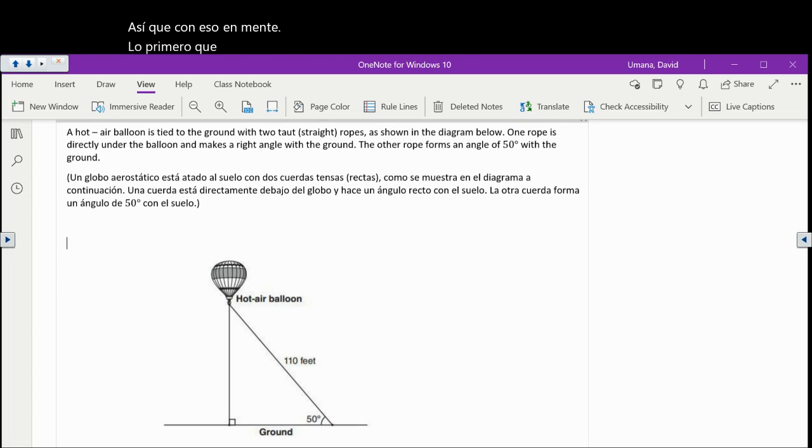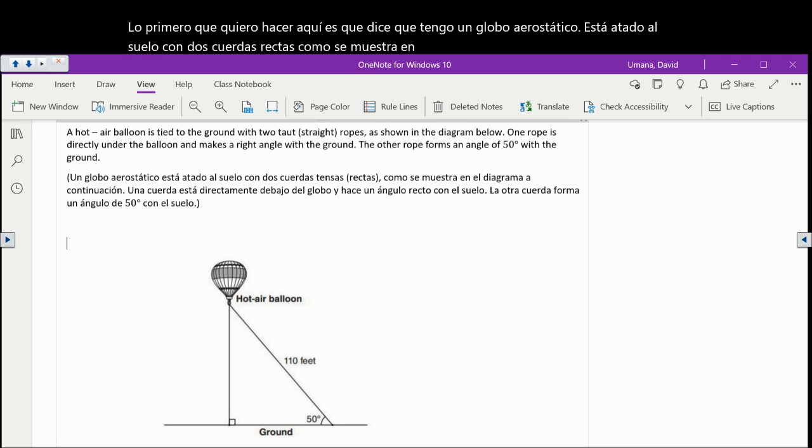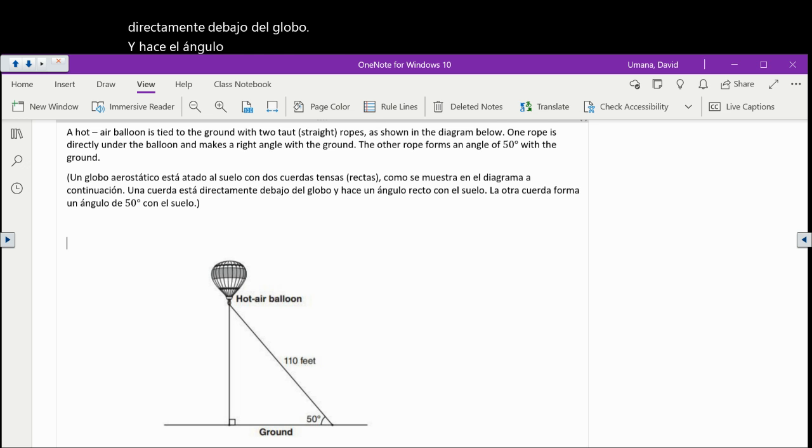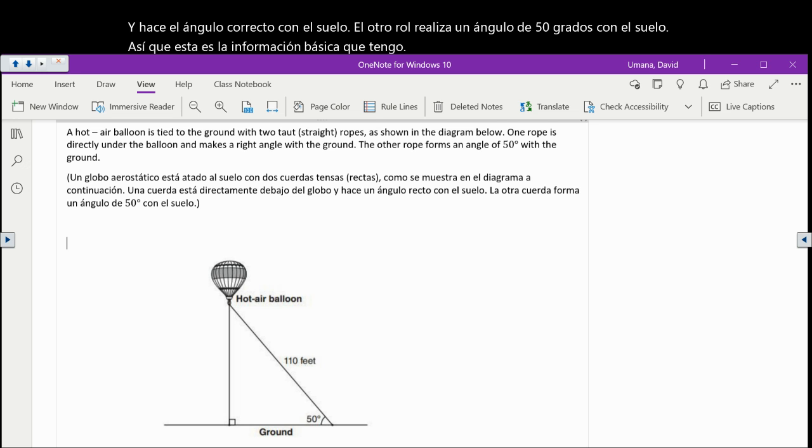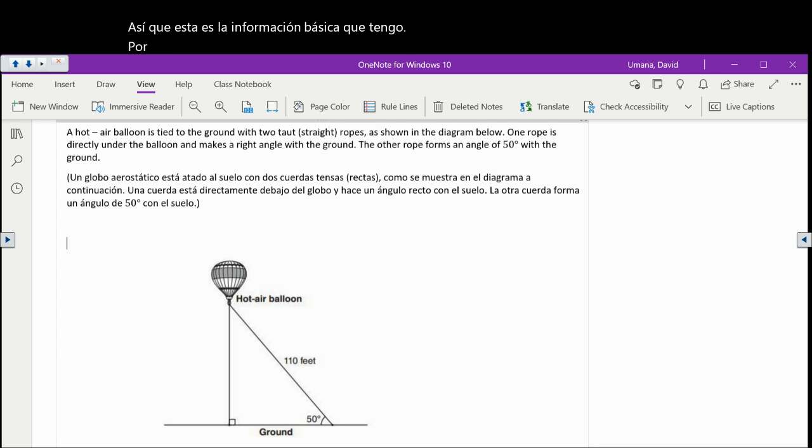It says I have a hot air balloon is tied to the ground with two taut straight ropes as shown in the diagram below. One rope is directly under the balloon and makes a right angle with the ground. The other rope forms an angle of 50 degrees with the ground. So this is the basic information I have. For me, I usually don't worry too much about this. I'll jump into the actual question.